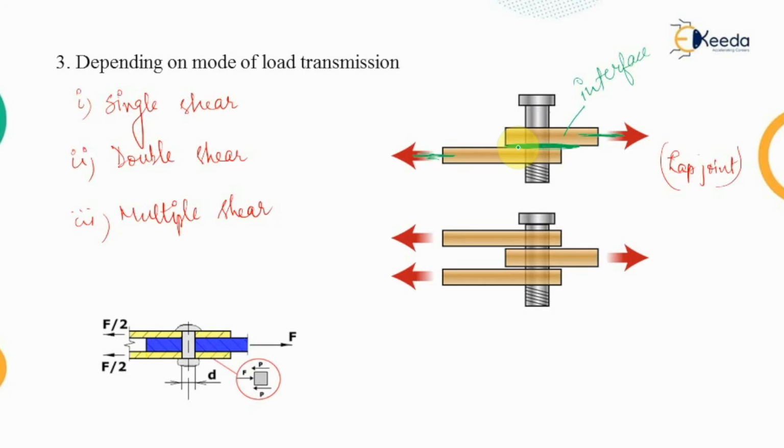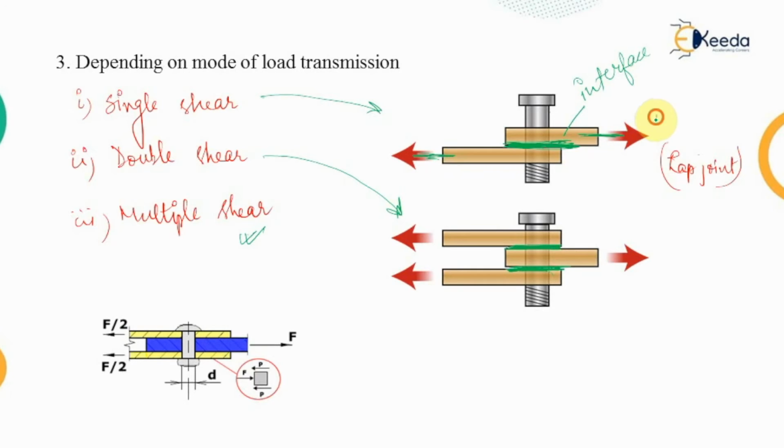If the plates are having only one interface, that means only along the one face the shear force will be acting, and that is known as the single shear. If we have provided multiple plates and between them we are having two interfaces, that means the shear force will be acting along the two of the interfaces, that is known as the double shear. And if we have provided multiple number of plates and between them we are having multiple interfaces, that means there will be a case of multiple shear.